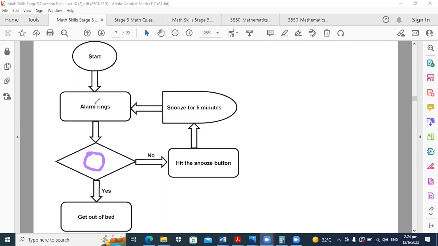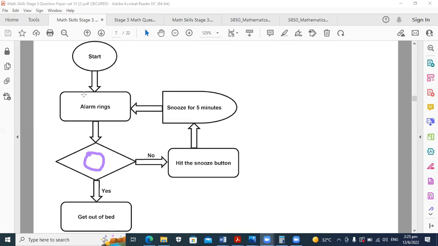Now, when the alarm rings, a question is asked. If the answer is yes, you get out of the bed. If the answer is no, we hit the snooze button, and it will snooze for 5 minutes, and then the phone or whatever rings again. That's typically what happens, not true?